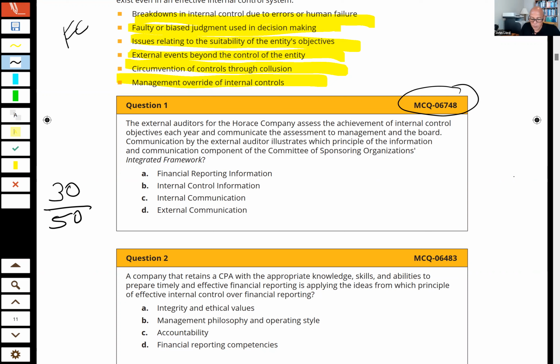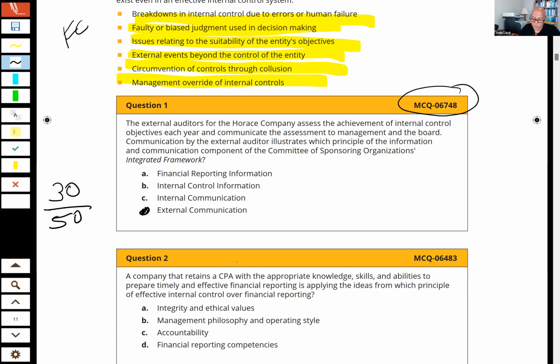Now, you take a look over here. The external auditors assess the achievement of internal control objectives each year, and then they communicate that to the board of directors. The board communication by the external auditors illustrates what? Well, if it's external to internal, that's external communication. Internal communication, which I think maybe one or two of us picked, would be more the board of directors potentially talking to the employees or the internal auditors, not the external auditors. The internal auditors talking to the board of directors, that would be seen as more internal.